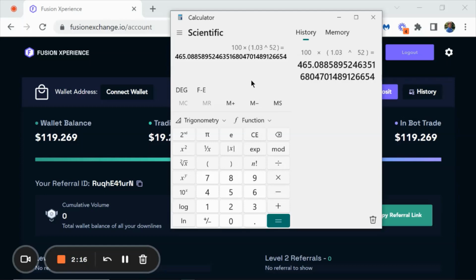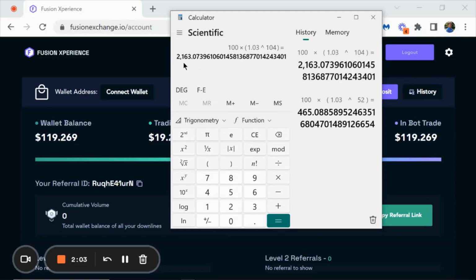Now let's take this out a little bit further. If you're going to do this for 2 years, you're going to have 100 times 1.03 to the power of 104 weeks, which is going to give you $2,163. So if you were to put $100 into an account that was going to calculate a 3% compounding interest weekly, and you left it in there for 2 years, 104 weeks, then you would end up with this. You subtract the $100 and you would have a return of $2,063 on your $100.